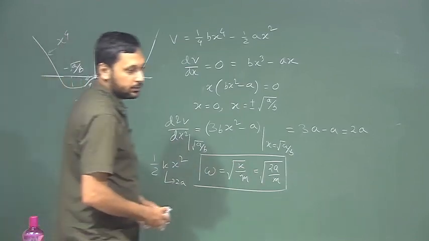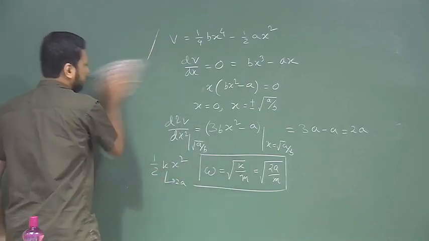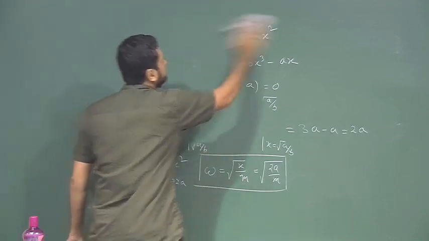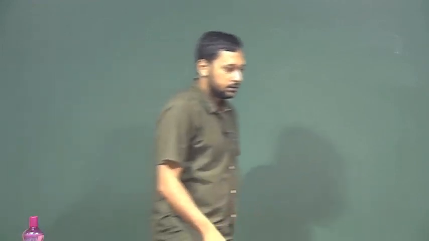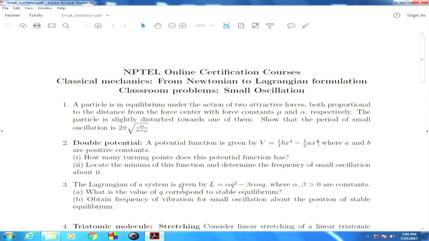Another problem, the third one. Okay. Third one we can do also before we go into the mathematics. Third problem is the following. Lagrangian of a system is given by L equal to alpha q dot square minus beta cos q, where alpha and beta are greater than 0, and these are constants. What is the value of q corresponding to stable equilibrium? That is the first part, and then we have to once again obtain the frequency of small oscillation about the position of stable equilibrium.